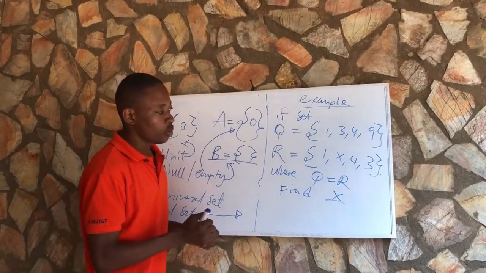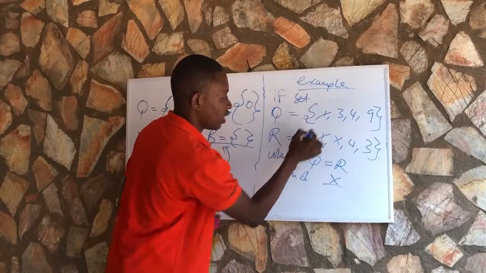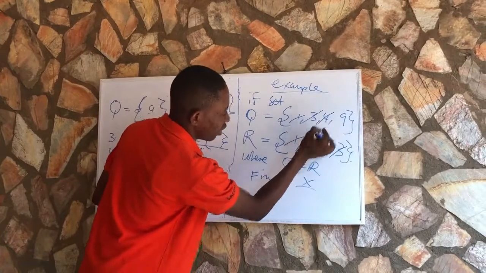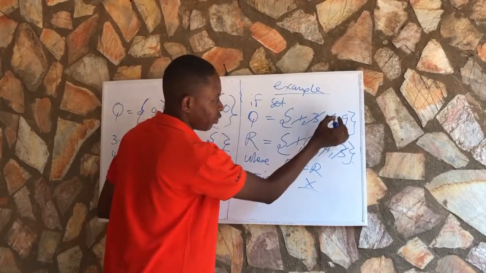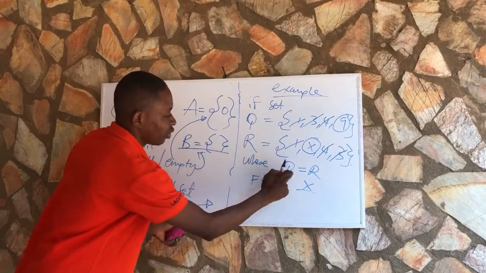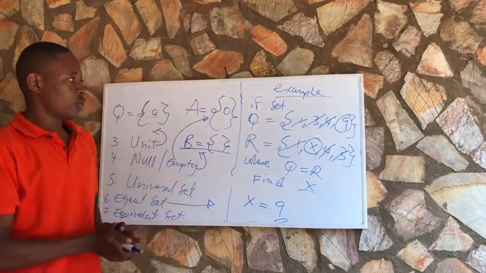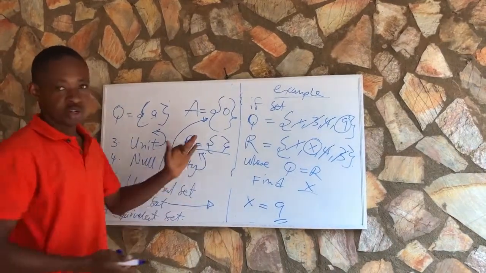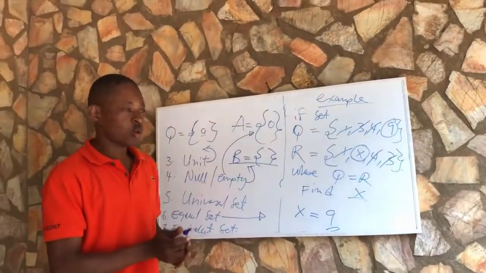So let's try and use this knowledge to solve this question. What we do is try to cancel them out. We have 1 here, there is 1 here, we have 3 here, there is 3 here, we have 4 here, there is 4 here. The only thing left in set R is X, and the only thing left in set Q is 9. So in this case, we can say that because Q is equal to R, X is equal to 9. So we can clearly see that if two sets are equal, it means the elements are corresponding or they have the same elements. We can use this to determine missing elements in two equal sets.